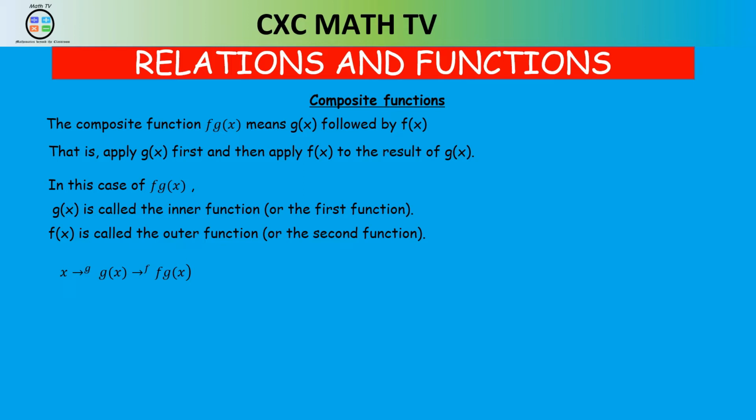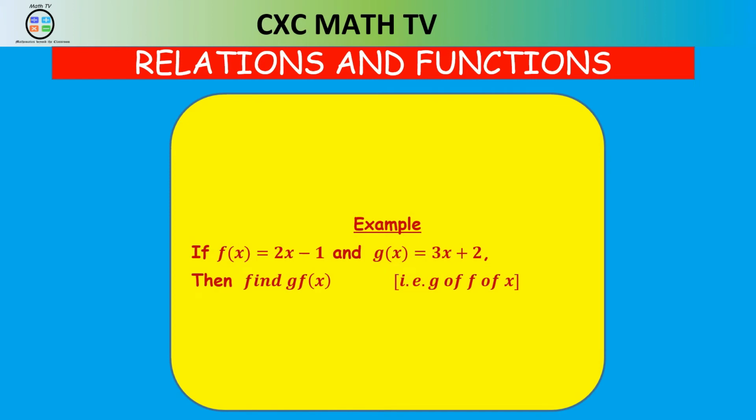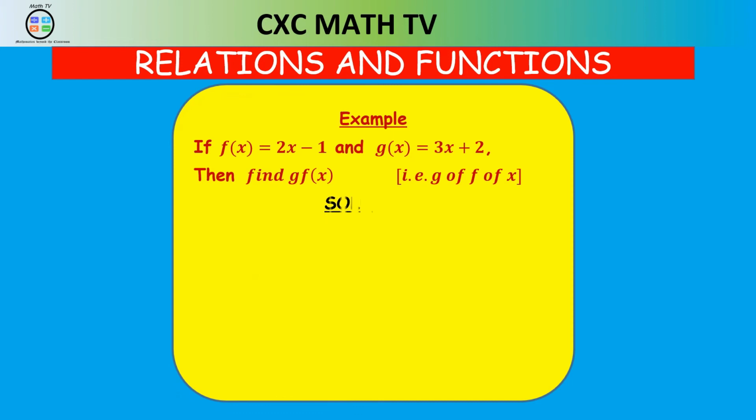Now you're probably saying, wait a minute, all of that sounds like a lot. So let's see it with examples then. For example, if f of x is 2x minus 1 and g of x is 3x plus 2, find g f of x. That is, find g of f of x. So your inner function is f of x. So let's do this question together.